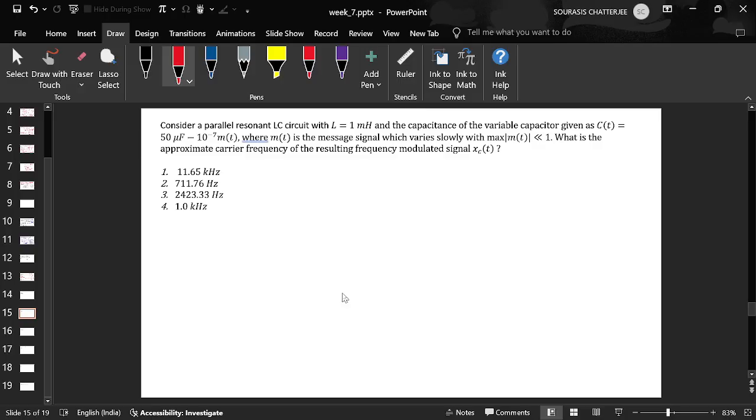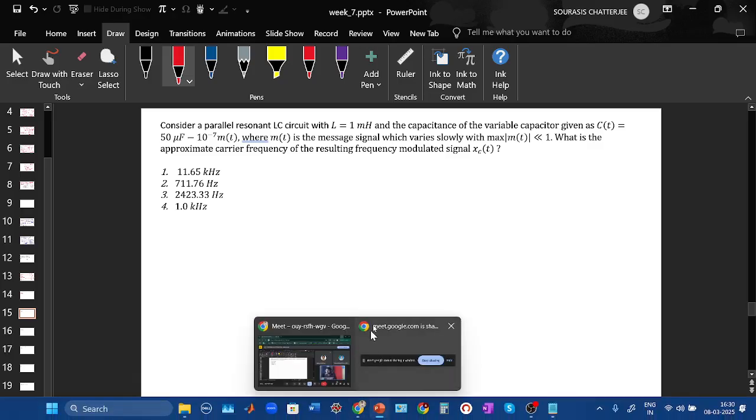Now this is not a very straightforward question. We are given a parallel resonant circuit. Can one of you please mute yourself? It's causing a big noise on my side.